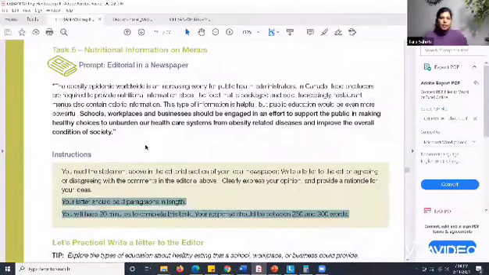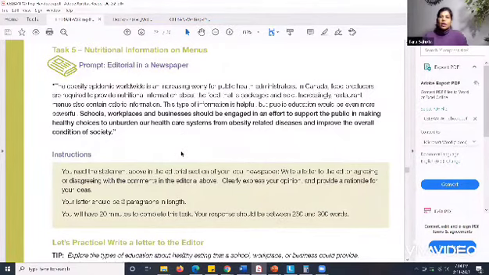Okay, so this example here is: the obesity epidemic worldwide is an increasing worry for public health administrators. In Canada, food producers are required to provide nutritional information about the food that is packaged and sold. Increasingly, restaurant menus also contain caloric information. This type of information is helpful, but public education would be even more powerful. Schools, workplaces, and businesses should be engaged in an effort to support the public in making healthy choices, to unburden our healthcare system from obesity-related diseases and improve the overall condition of society.